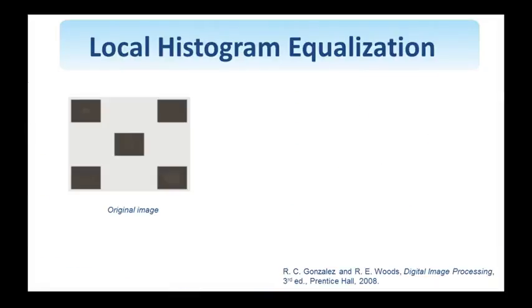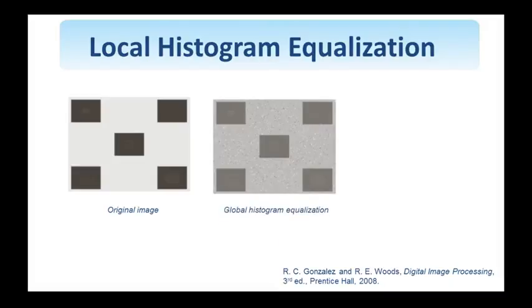There are instances in which it's desired to enhance the details of an image over a small neighborhood. In that case, we can adapt the global histogram equalization that we described previously to a local version of it. As an example, here is the original image, and here is the image with its histogram equalized, the global histogram equalization we've been describing so far. In this particular case, it's not clear if something has been gained by equalizing the histogram of this image.